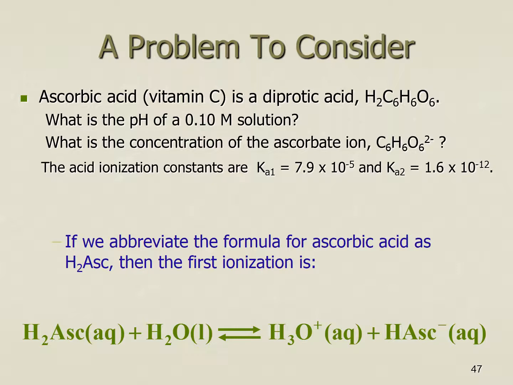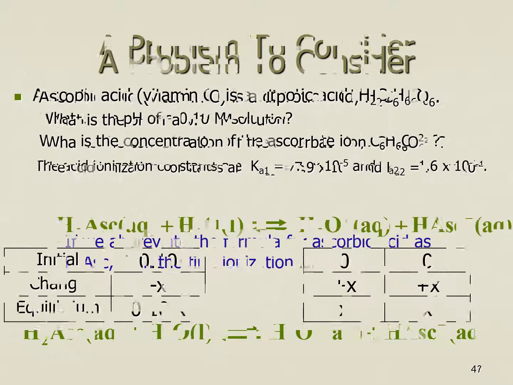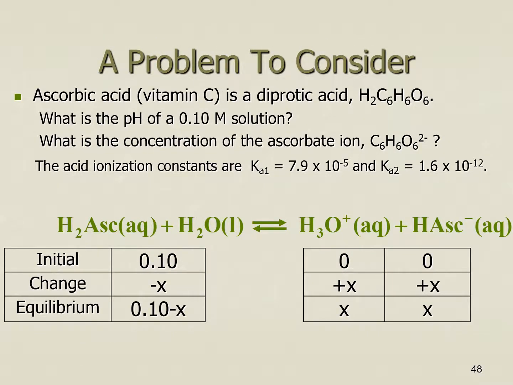So notice that in the first step, 1 H plus is transferred to H2O. So we have H3O plus and HASC negative. So we already know how to write the equilibrium expression, and we have the Ka value, 7.9 times 10 to the minus fifth. And now we can write our ice chart.